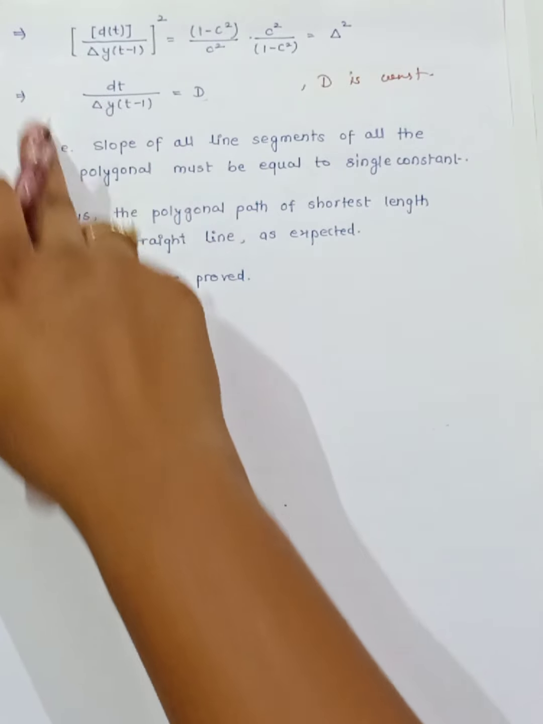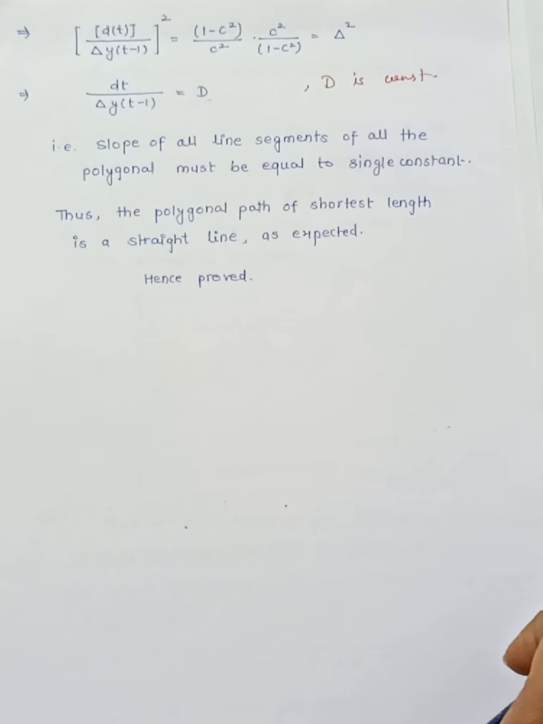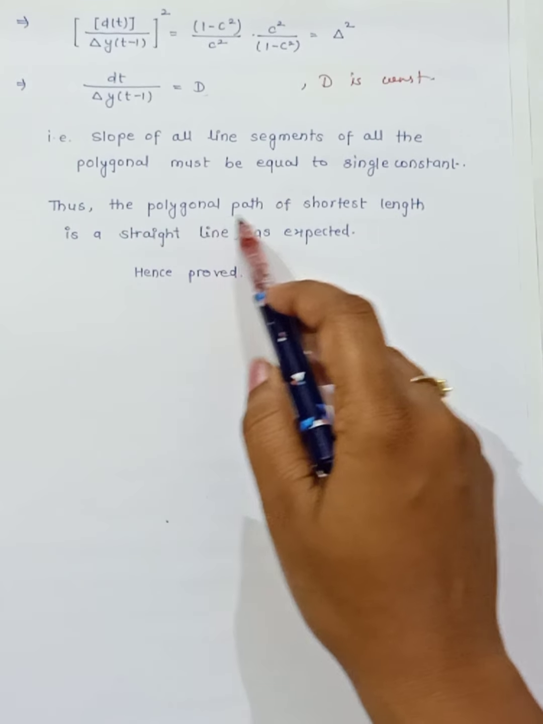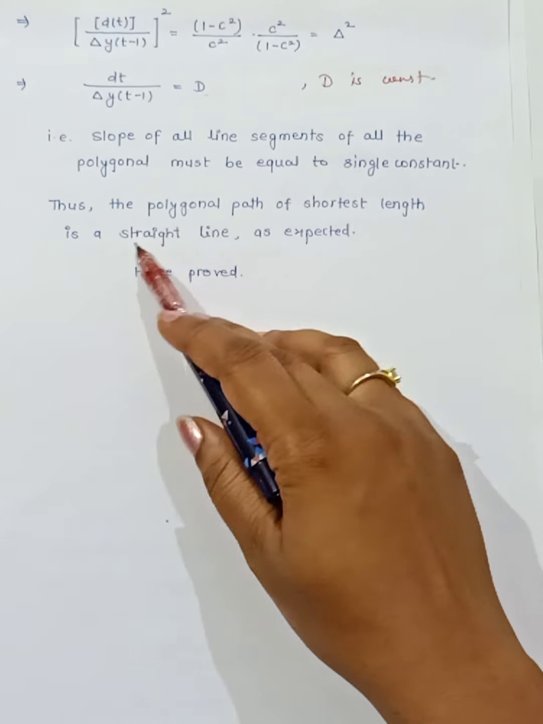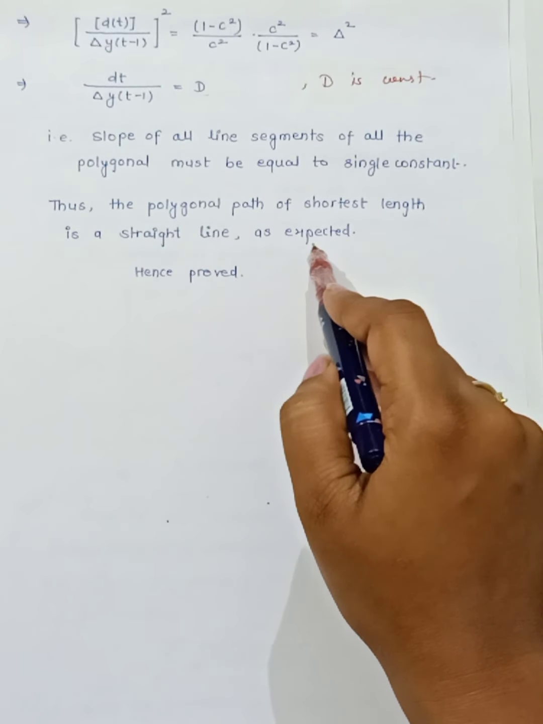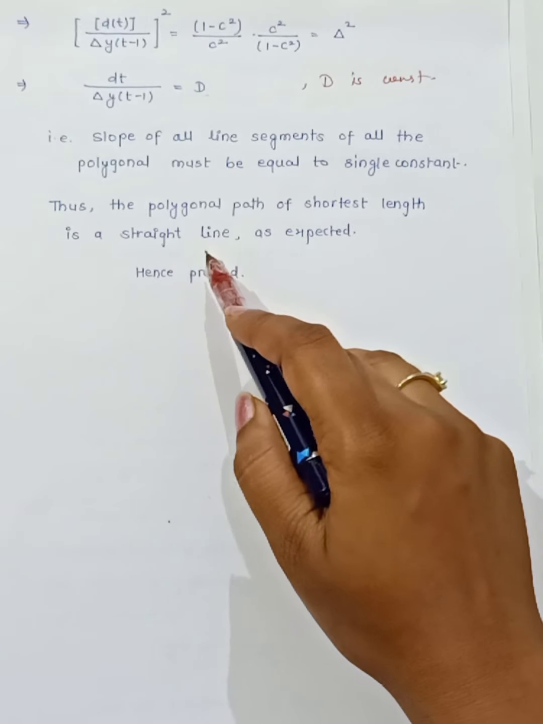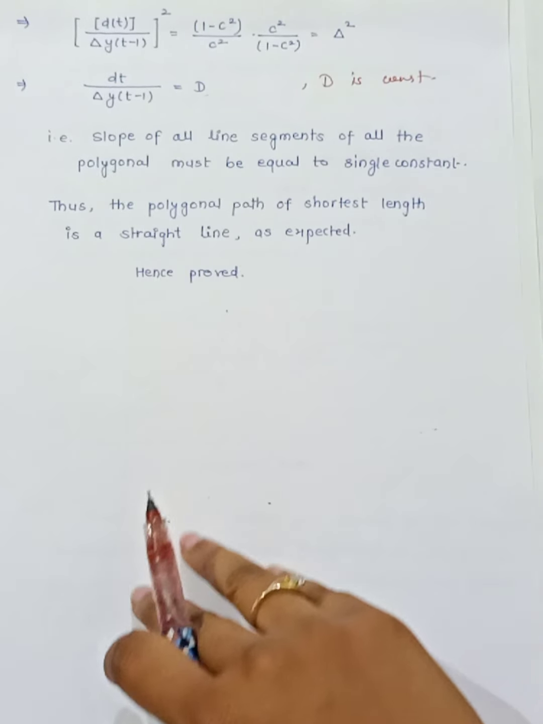The slopes of the line segments of all the polygonal path must be equal to a single constant, and that is, the polygonal path of shortest length is a straight line, as expected. That is, the polygonal path of shortest length is a straight line, and hence it is proved.